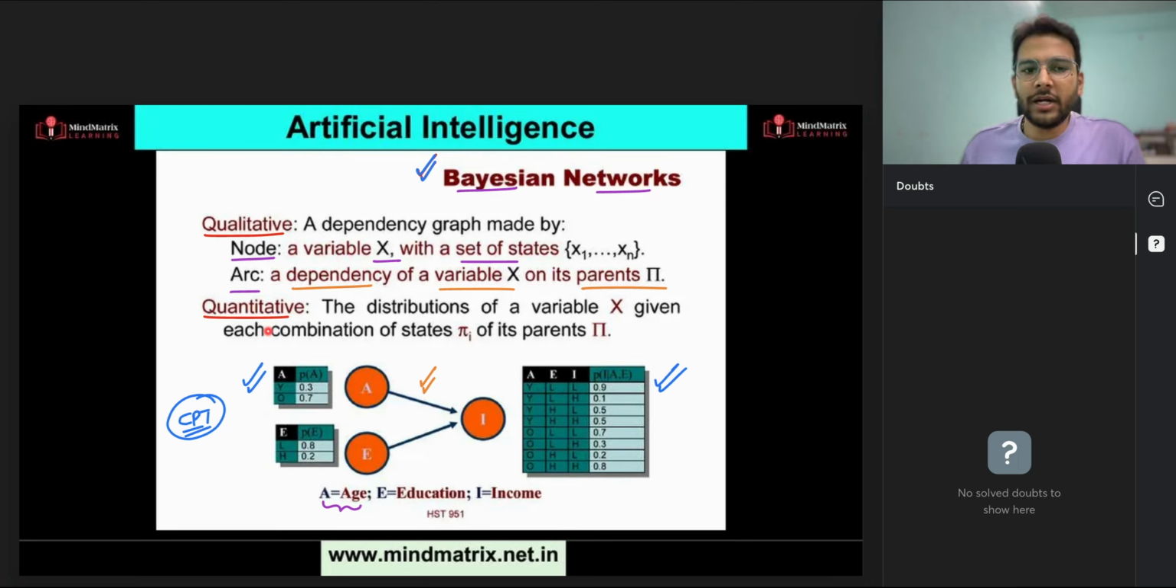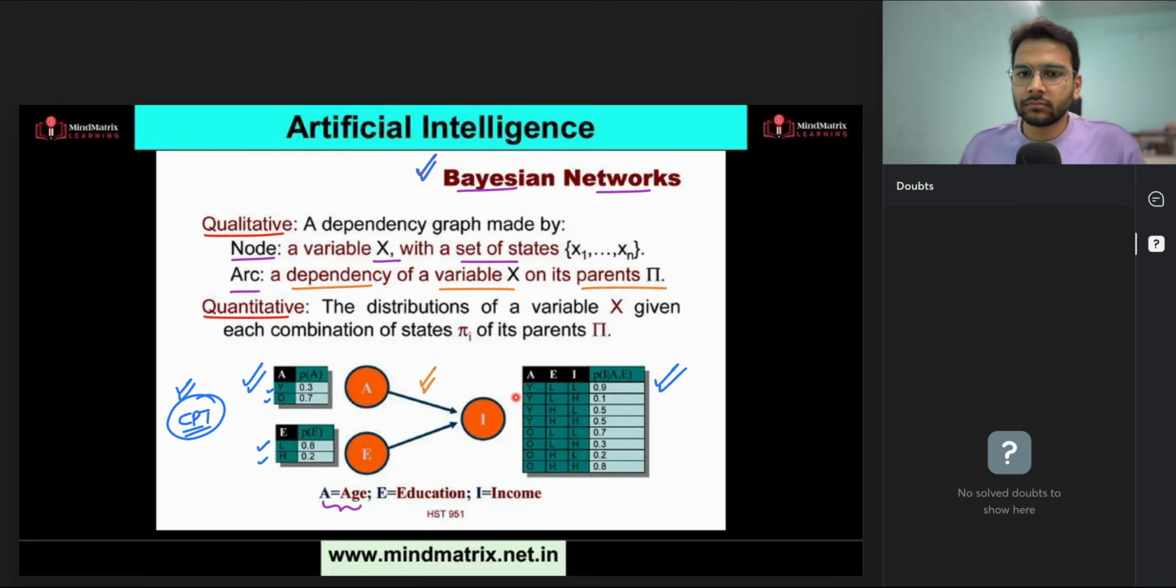Okay. So quantitative represents the tables. Qualitative represents the graph. In the graph, we have nodes and edges. Edges are directed and nodes are stochastic variables, or you can say simply random variables, nothing else. Random variables can have some set of states, or some set of values. So in this example, A represents age. Now the person can be young or old. So we have these set of states for this particular random variable A. Similarly, education is another random variable, and here we can have two values, whether education is low or education is high. In this particular example, I'm talking about.